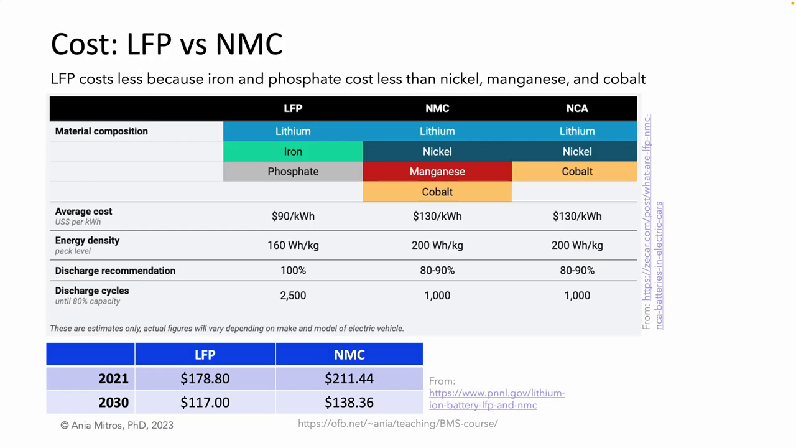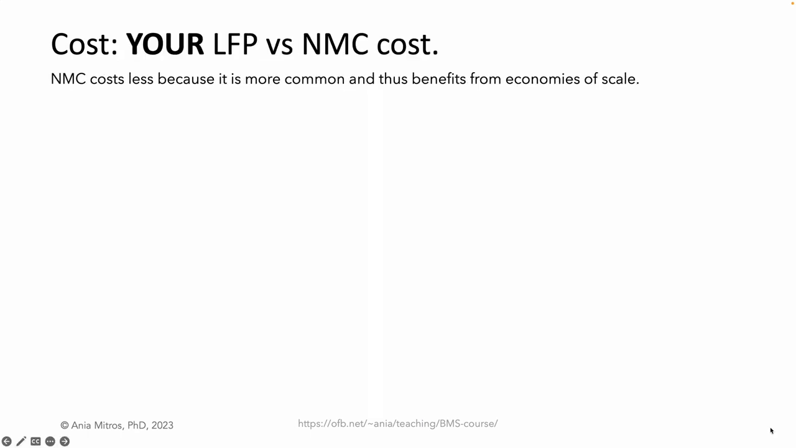The last price-related topic that we'll address is LFP versus NMC cost. The predominant opinion seems to be that LFP is less expensive than NMC because of the underlying costs of the cathode materials. Iron and phosphate cost less than nickel, manganese, and cobalt. You can see that in tables like these from zecar.com and from the Pacific Northwest National Laboratory. The other view is that NMC costs less because it is more common and thus benefits from economies of scale.